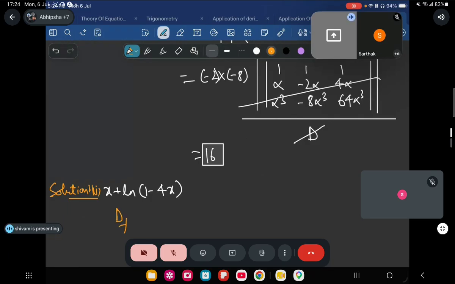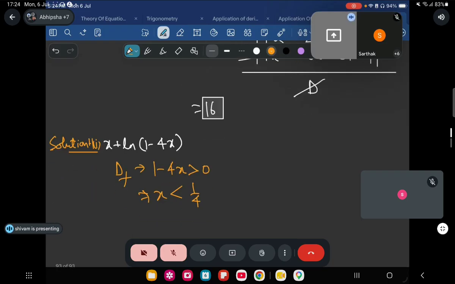So for the domain, what do we have to do? What is the domain of the function? Tell me what is the domain. 1 minus 4x should be greater than 0. This implies x should be less than 1 by 4. Correct. So this is the domain of the function.